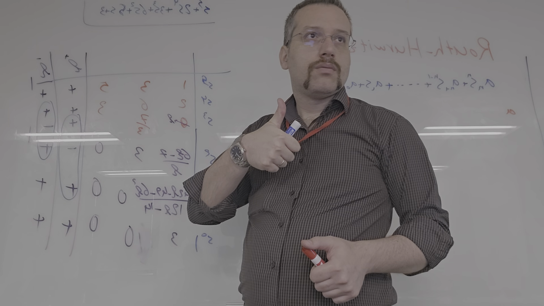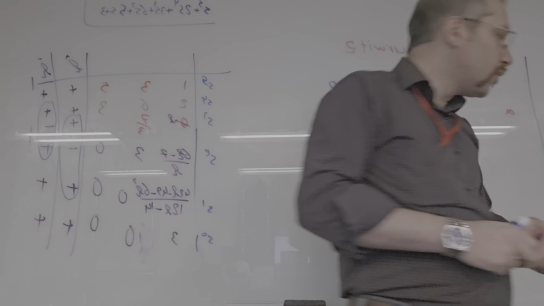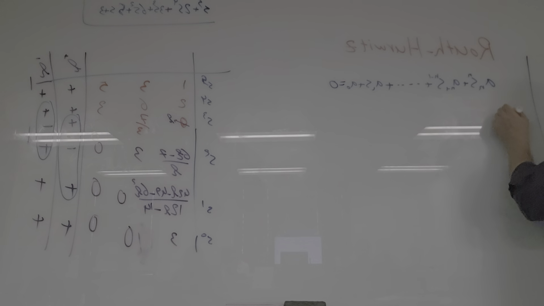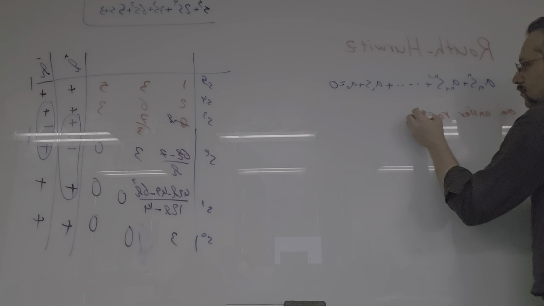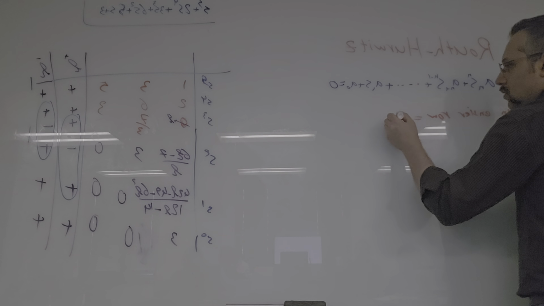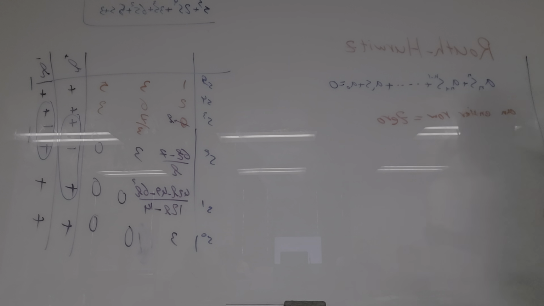Are we good? Now, what would happen if we have an entire row equal to 0? When you reach such a point, let's actually do an example. Let's do an example that would be more clear.